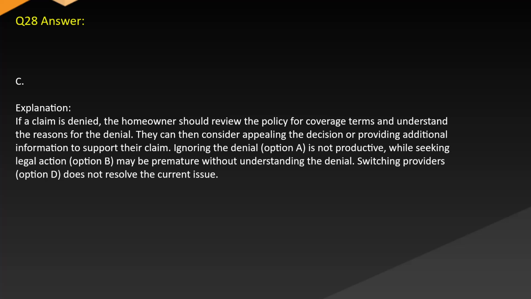Answer C. Explanation. If a claim is denied, the homeowner should review the policy for coverage terms and understand the reasons for the denial. They can then consider appealing the decision or providing additional information to support their claim. Ignoring the denial, option A, is not productive, while seeking legal action, option B, may be premature without understanding the denial. Switching providers, option D, does not resolve the current issue.